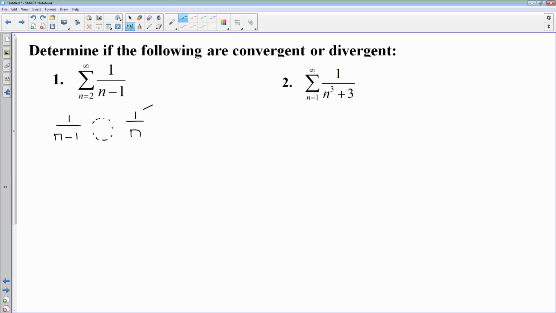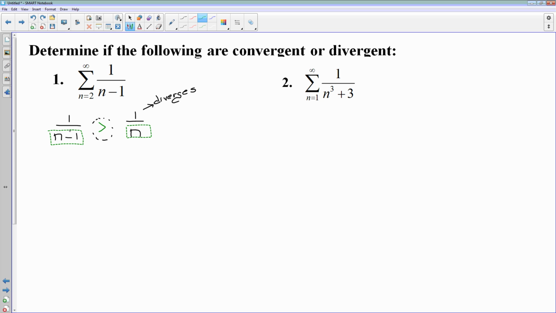Because I know this diverges, right? That's the harmonic series, which we just know diverges. You don't have to prove that. We can just accept that. So I'm looking at these two fractions, and when I compare these two fractions, my numerators are the same. However, this denominator is smaller than this one. Well, if the numerator is the same and the denominator on one is smaller, this whole fraction ends up being larger than the fraction 1 over n.